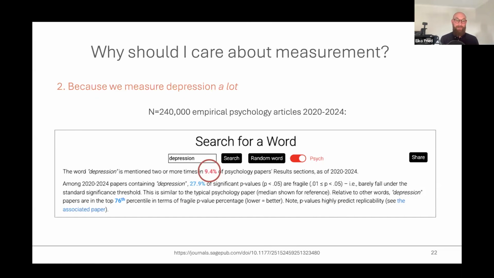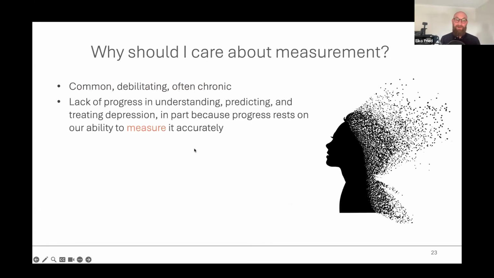Our ability to measure depression is sort of contingent on doing it well, and that's what the talk is about today. All right. In addition to that, depression is common, debilitating, and often chronic. I assume many of you are from the clinical sciences or the medical sciences today, so I'm not going to belabor this point.